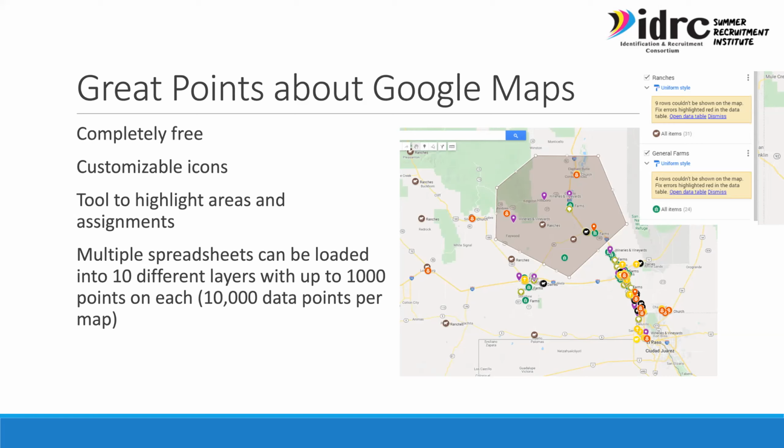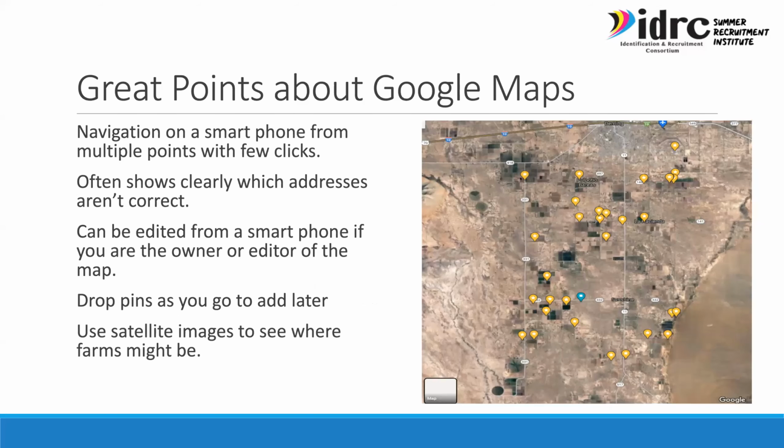You can have multiple spreadsheets. Google has this thing called layers, and layers are separate spreadsheets. Every layer can have up to 1,000 data points. That means 1,000 farms or 1,000 locations can be on there. So that's up to 10,000 possible places on a map. You may say, well, we'll never get that. Some states have a state map and they're right at about 10,000. It just depends on how much data you're keeping and what your purpose of the spreadsheet is.